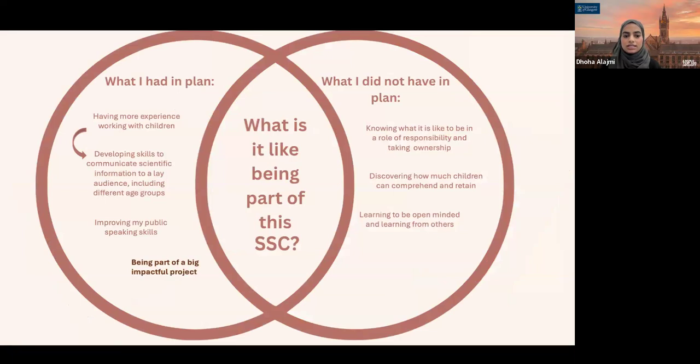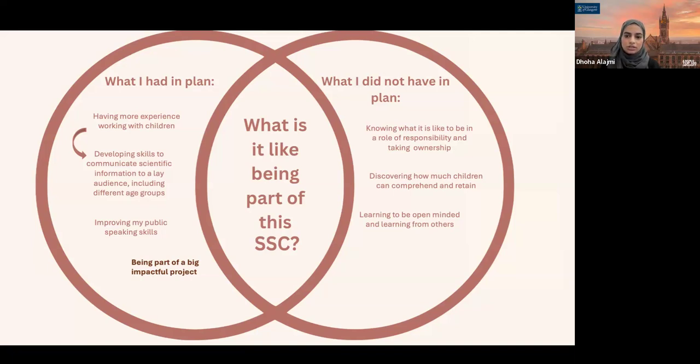The last reason why I chose this SSC was because I wanted to be part of a big impactful project, as this SSC was designed and executed in Scotland, but it was aimed to be translated to primary schools in Nigeria. So during our time in the SSC, we got to work closely with medical professionals and students as well from Nigeria, and they got to tell us about their culture and different healthcare system they've got there. So it was very interesting and insightful. I'm looking forward to our project making it across the world and making a difference.